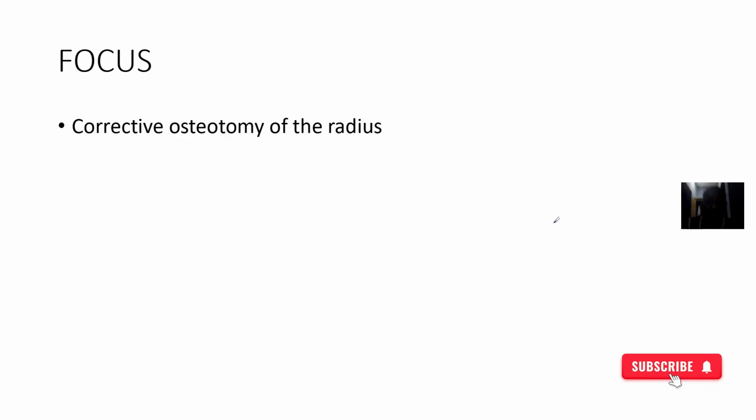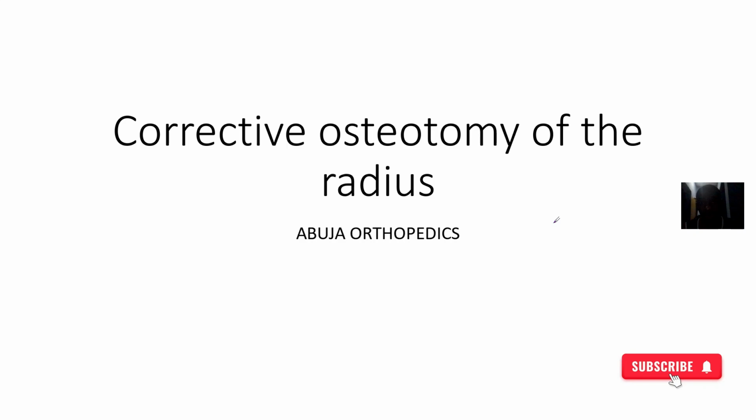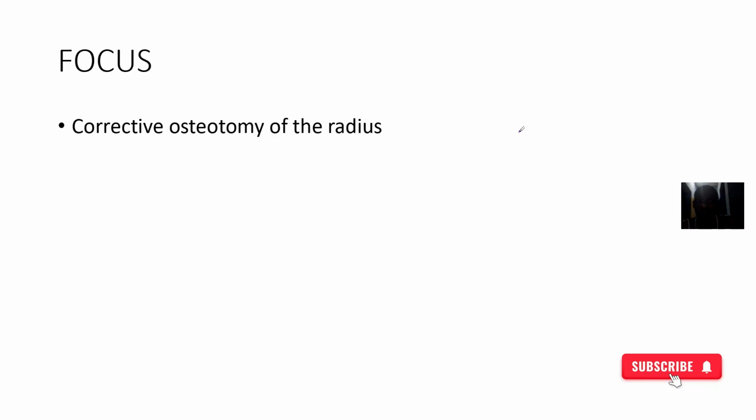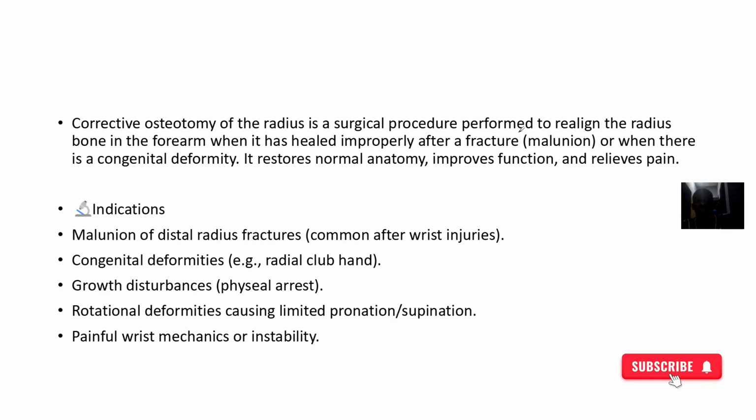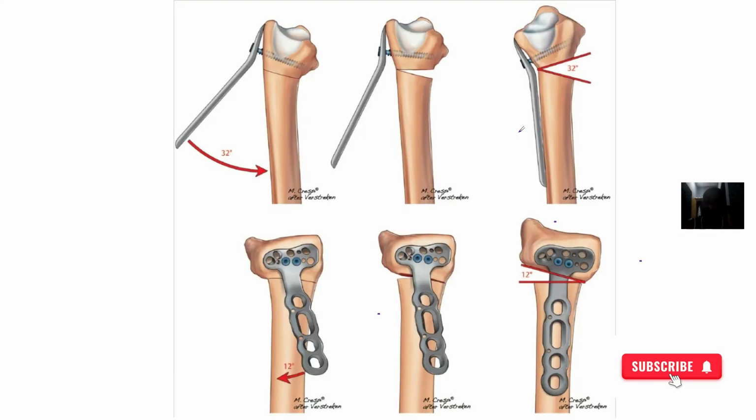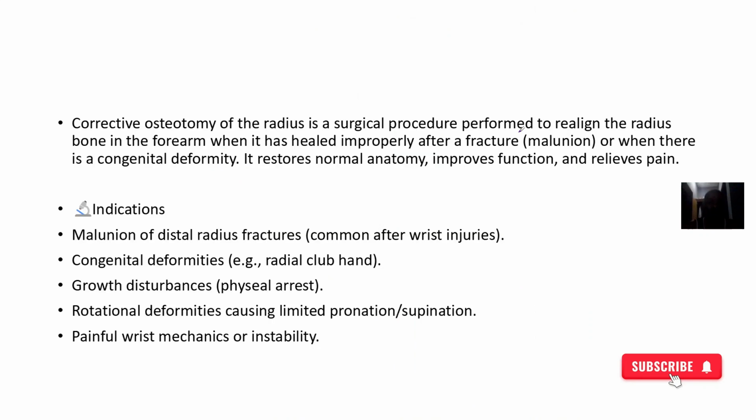Okay, so we're trying to look at what is known as a corrective osteotomy of the radius. So for the corrective osteotomy of the radius, it's just all about maybe the radius is short or curved in a way, so you want to correct. Do you understand? Just like the name of the surgery sounds like, you want to correct something.